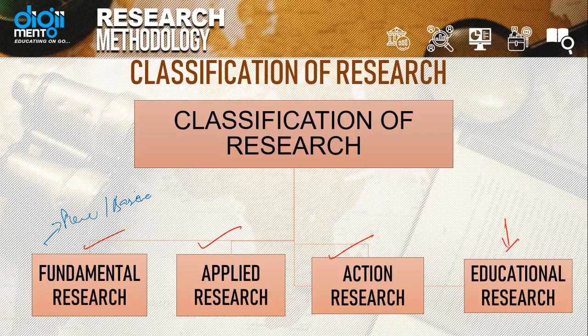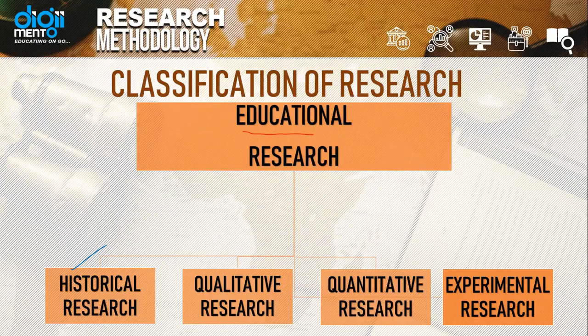If we are doing some research in a particular field and we get some problem, then in that case action research will do its work. Next one is educational research. In educational research, we classify into different parts, like historical research, where we talk about the past, and we interpret our past results to get new discoveries and all.